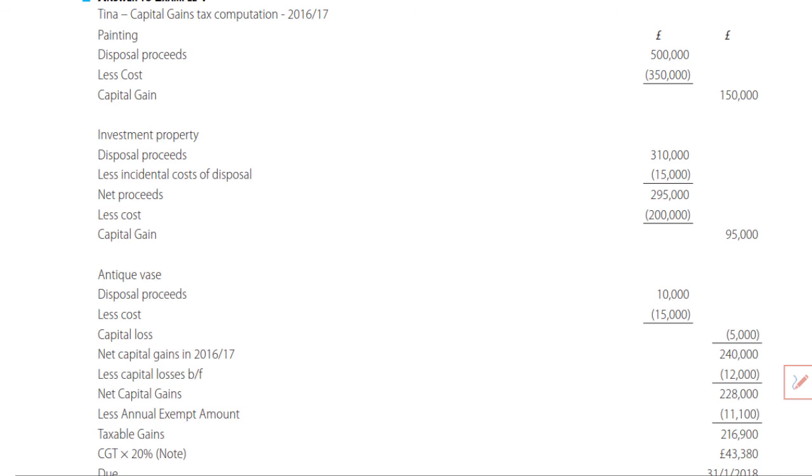And what we said, if you have gains that will be taxed at different tax rates, then we can apply our deductions, so the losses of the year, the losses brought forward, and then our AEA against those gains that would be taxed at the higher tax rates. That is always going to be residential property as compared to other assets, and finally compared to assets qualifying for entrepreneurs relief. So let's see how we would deal with that.